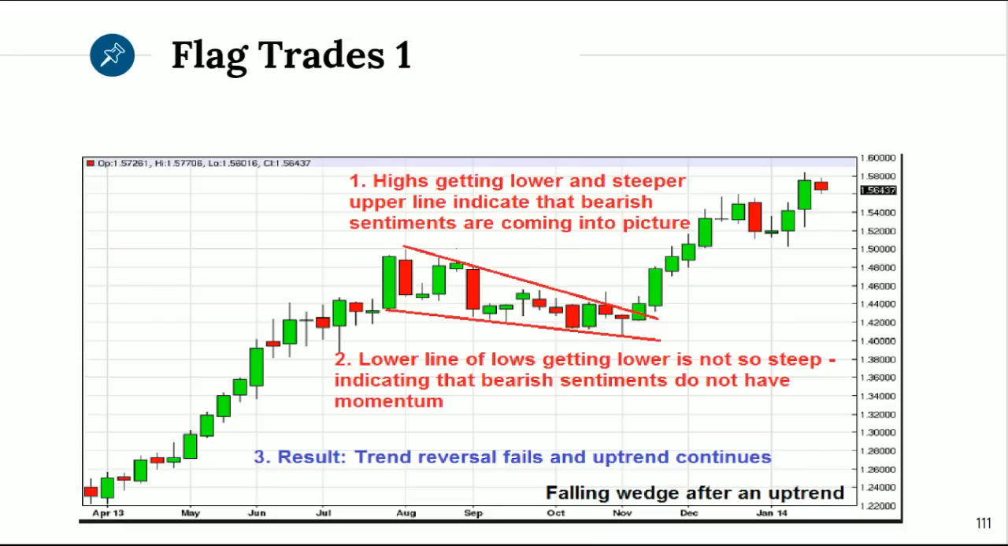So here's an example of a falling wedge. And you'll notice that the highs are getting lower and steeper on the upper trend line. You'll realize the lower line, the lows are getting lower, but it's not as steep. The curvature of the angle on that top red line is deeper than the curvature of the angle on the bottom line. As soon as that line was ready to break, right over here, you could see it continued up. That is obviously a working example of a bull flag falling wedge.